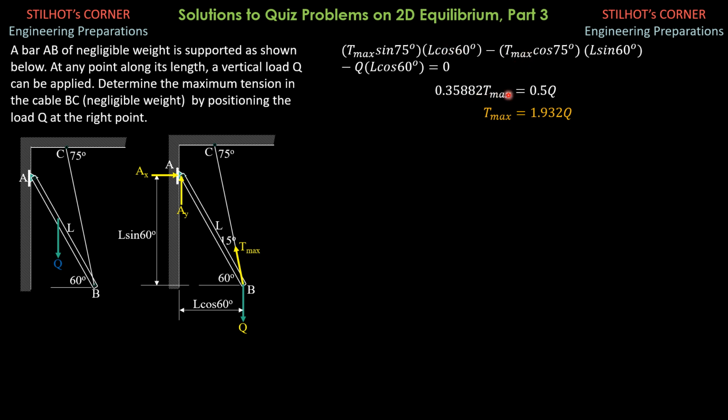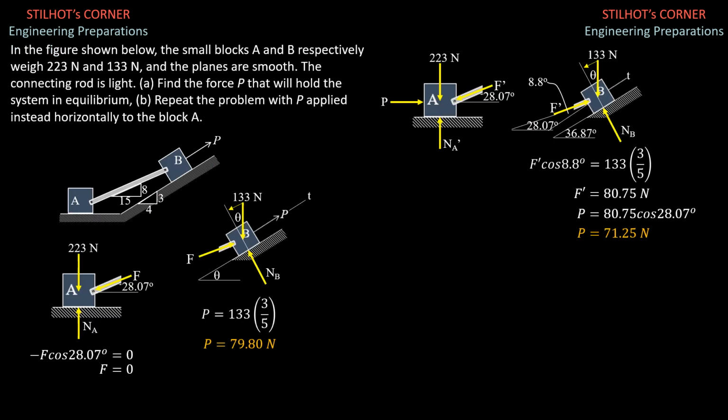Combining terms with T max, that's 0.35882 T max, and transposing this to the right after we cancel out L, common to all terms, so that's Q cosine 60 degrees, and Q cosine 60 degrees is 0.5 Q. Dividing 0.5 Q by 0.35882, then we get T max equals 1.932 Q. So that's it for that problem.